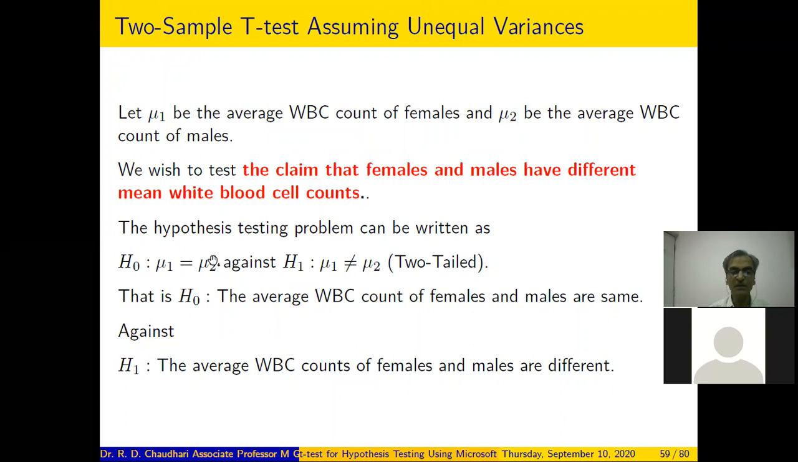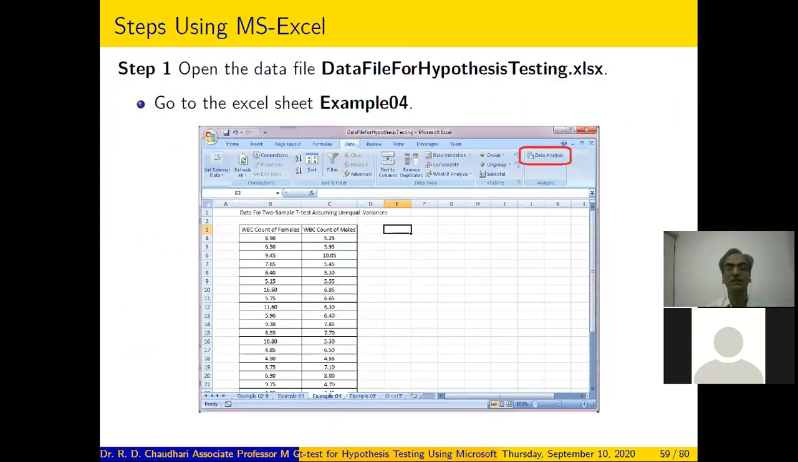The same can also be written in terms of words, that is, H naught: the average WBC count of females and males are the same, against H1: the average WBC count of females and males are different. So this is how we can set up the alternative hypothesis.